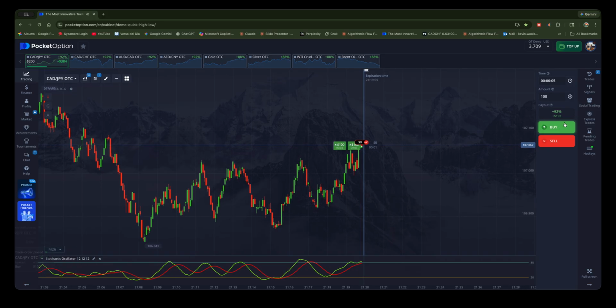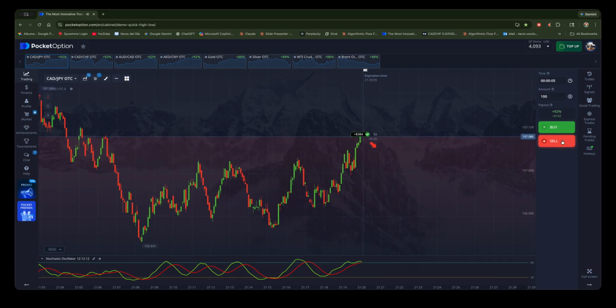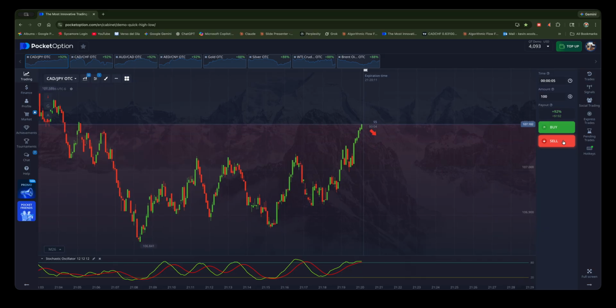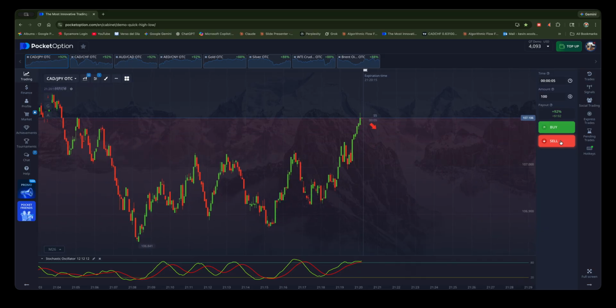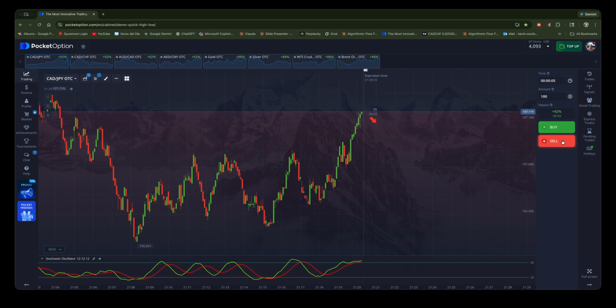But martingale is tempting because if you lose the first one but win the second one, or the third, or the fourth doubling up, then you make it all back and a little bit more. But if you lose on the fourth level of martingale, and then you go to the next level, then you're in big trouble. Because if you don't win that, then you're starting to wipe things out. So, that's what happens.